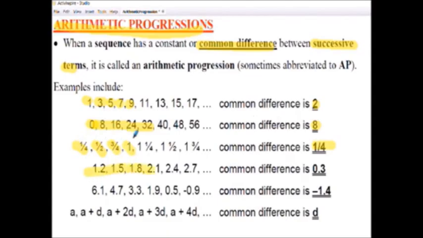This is a decimal series here, 1.2, 1.5, 1.8. Again, the common difference is 0.3. Adding 0.3 to each term, we get the next term in the series.